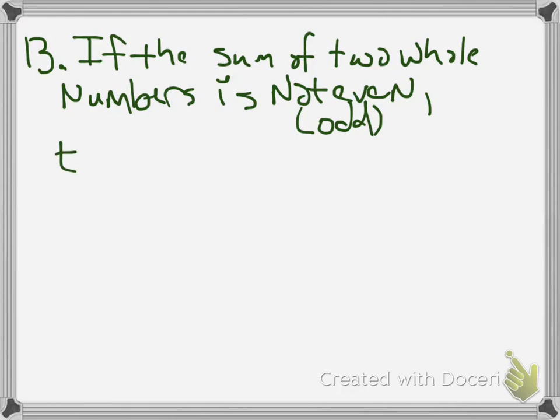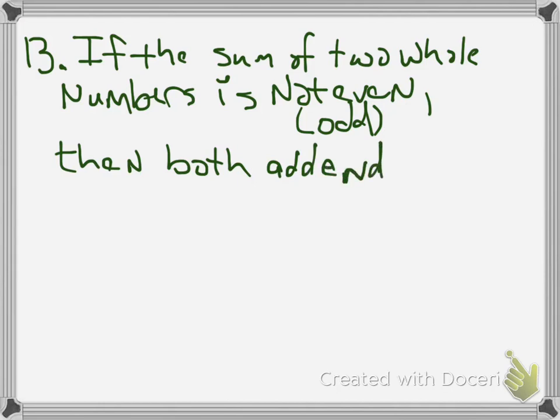Then both addends, that means the numbers you're adding together, are not even. Actually, that one should be more not even, because you could be saying one's odd, one's even, that type of thing. But we'll go with something like that. So you look for something like that. I try to make that a little bit obvious on types of tests like this, because I don't need to make it difficult, but there you go.